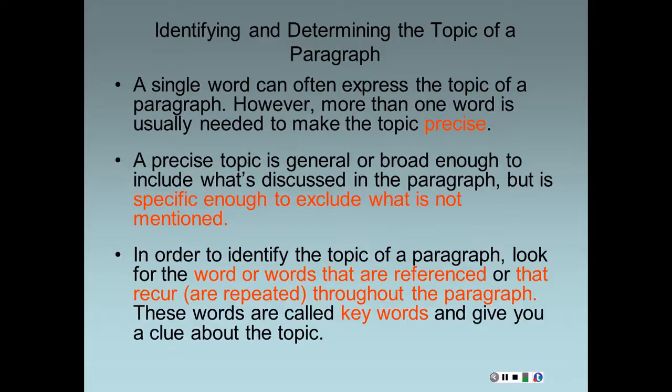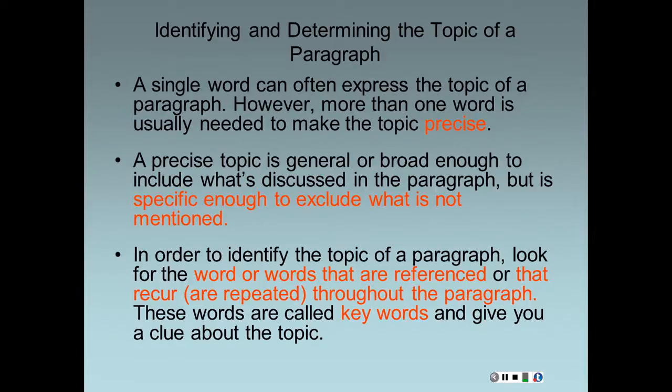Identifying and determining the topic of a paragraph. A single word can often express the topic of a paragraph. However, more than one word is usually needed to make the topic precise. A precise topic is general or broad enough to include what's discussed in the paragraph, but is also specific enough to exclude what is not mentioned.